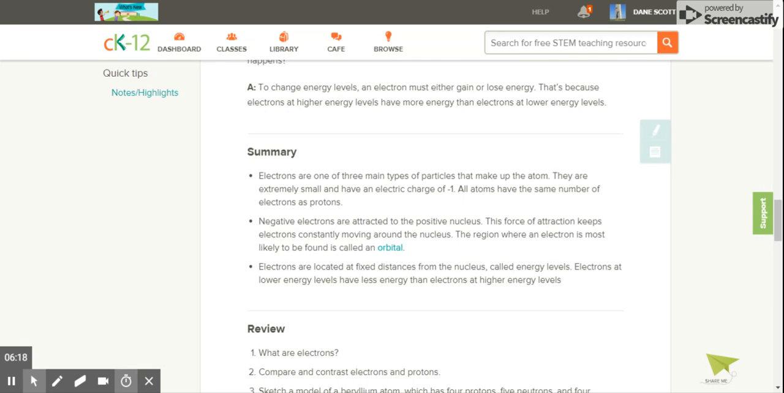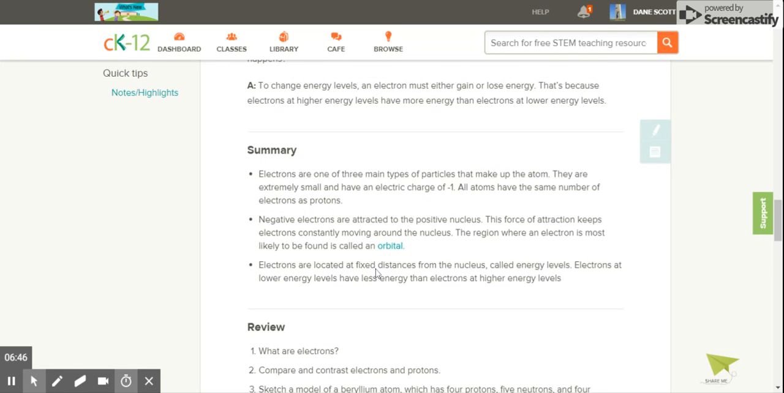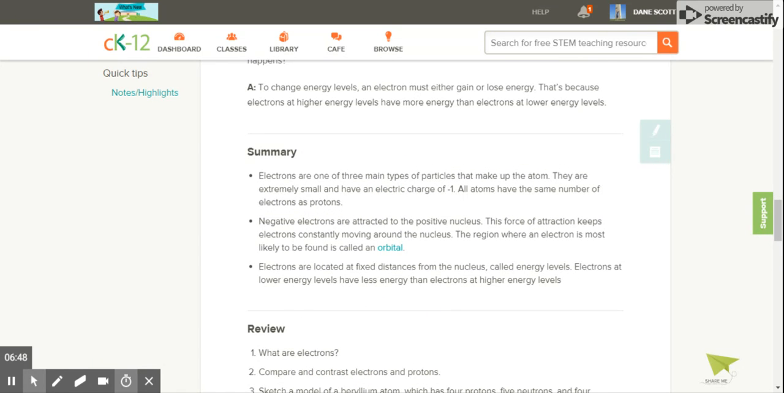In summary, electrons are one of the 3 main types of particles that make up the atom. They are extremely small and have an electric charge of -1. All atoms have the same number of electrons as protons. Negative electrons are attracted to the positive nucleus. This force of attraction keeps electrons constantly moving around the nucleus. The region where an electron is most likely to be found is called an orbital. We won't actually learn about that this year. Electrons are located at fixed distances from the nucleus, called energy levels. Electrons at lower energy levels have less energy than electrons at higher energy levels. And that wraps up 1.7.